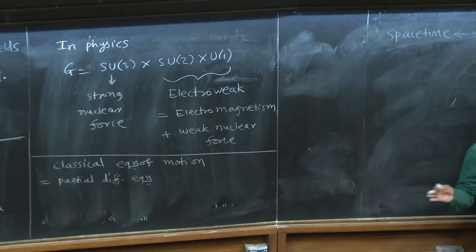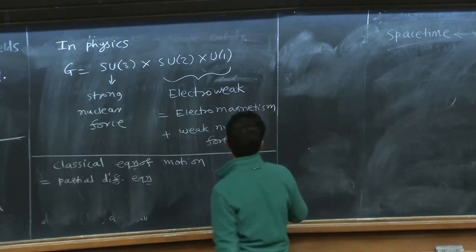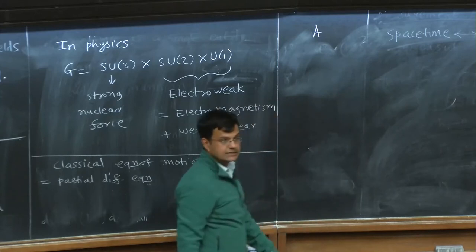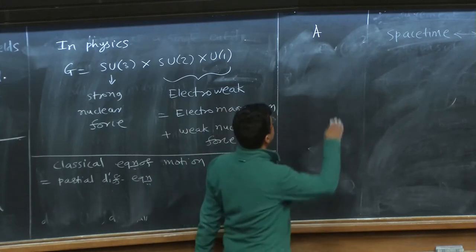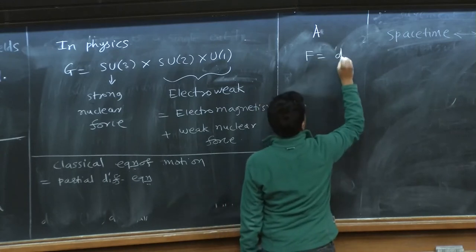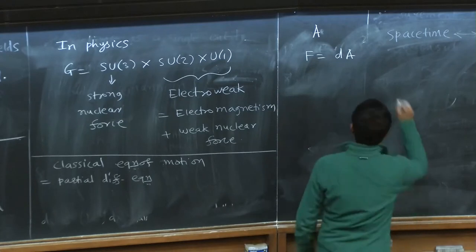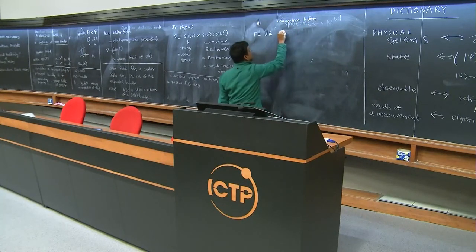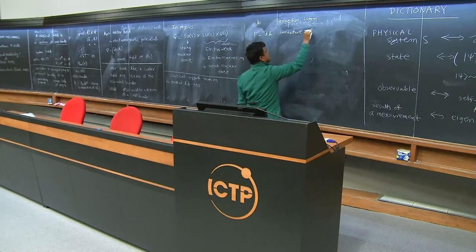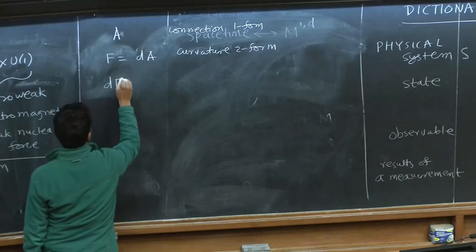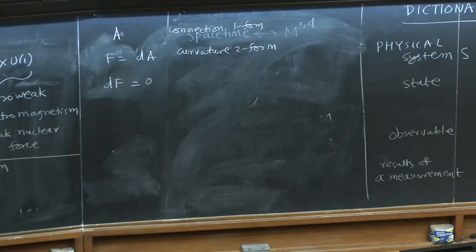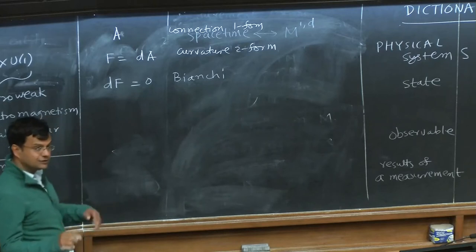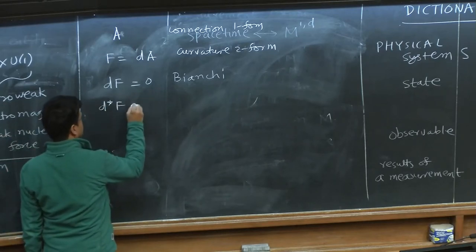And that's where we'll make contact with our harmonic oscillators and this discussion, which so far is perhaps a bit abstract. So let's take the simplest example. If you have a U(1) gauge connection, A, it's a connection one form. I can define from it its curvature two form. The curvature two form obviously satisfies the Bianchi identity. And the equation of motion is d star F equals 0.